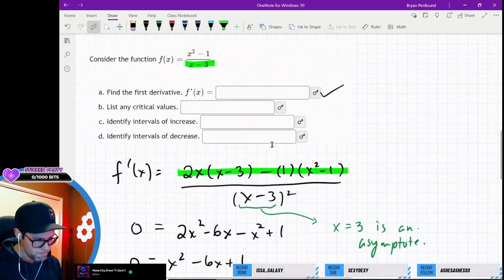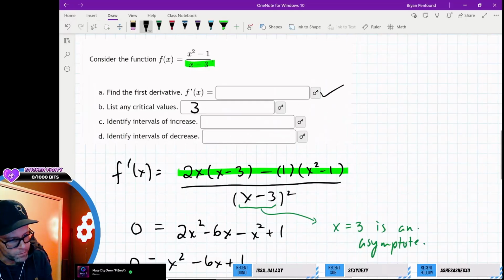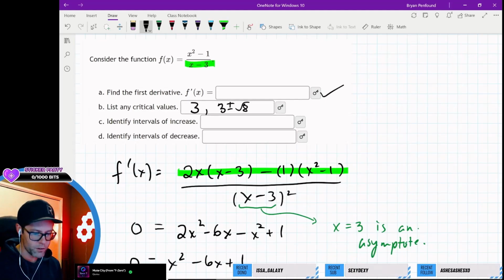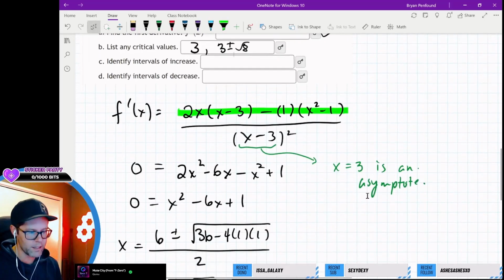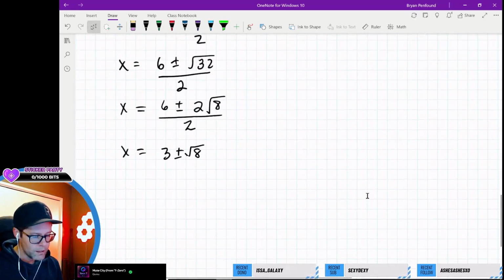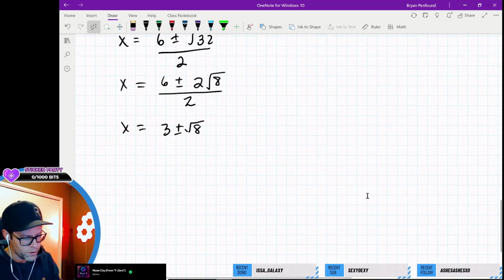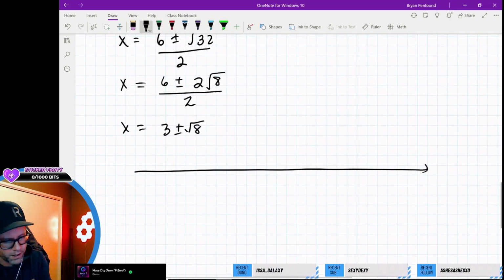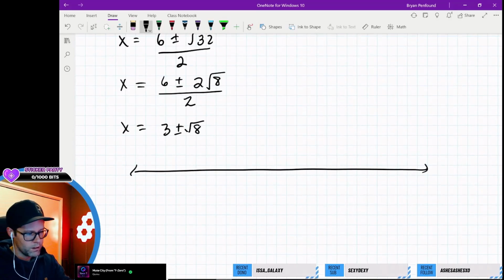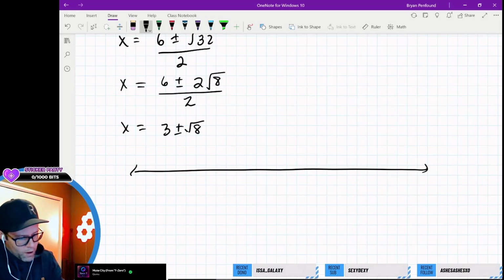So we have 3 critical values. We have 3, and then we have 3 plus or minus root 8. This asymptote is theoretically a critical value. We have to get all 3 of these critical values on a number line and figure out what's happening in and around those values.